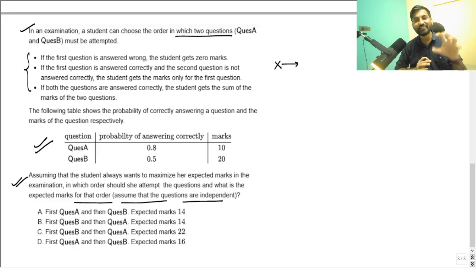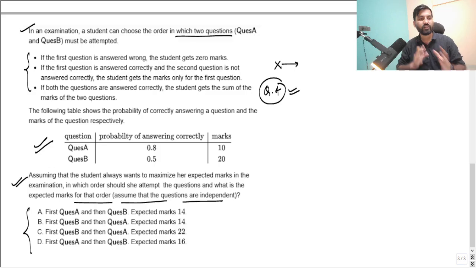Here x, the random variable, is nothing but the obtained marks. Once you solve the question, whatever marks you obtain is the value the random variable takes. So let's say that question A we are going to choose first, because in the options also you can see first question A then question B, and question B then question A. So we are going to choose question A first, and let us try to solve now.